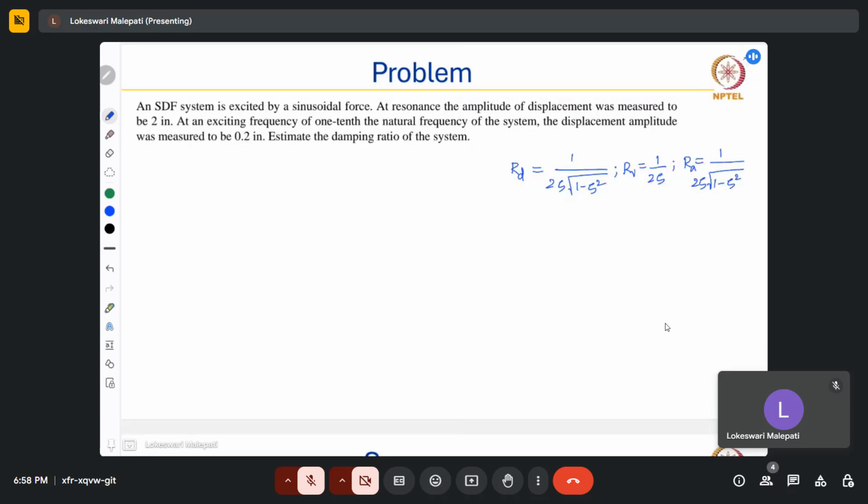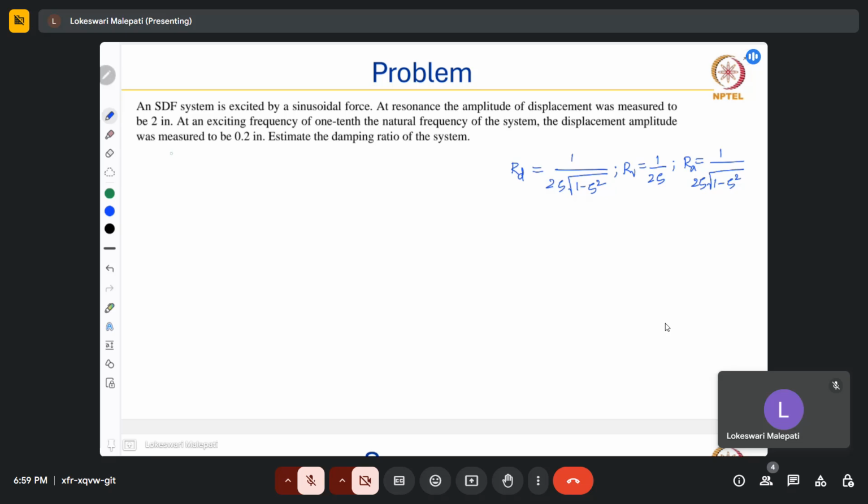So at resonance, the amplitude was measured to be 2 inches. So whenever they're talking about amplitude of displacement, they always mean the amplitude of the steady state response. At an exciting frequency of 1/10 the natural frequency of the system, the displacement amplitude was measured to be 0.2 inches. Estimate the damping ratio of the system. So at different forcing frequencies, they have given the amplitudes of that particular system, and they want us to estimate the damping ratio.